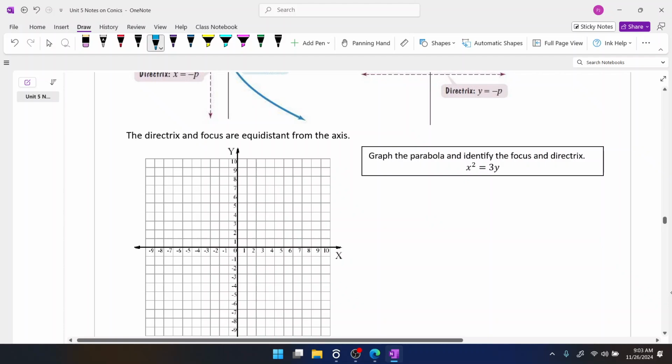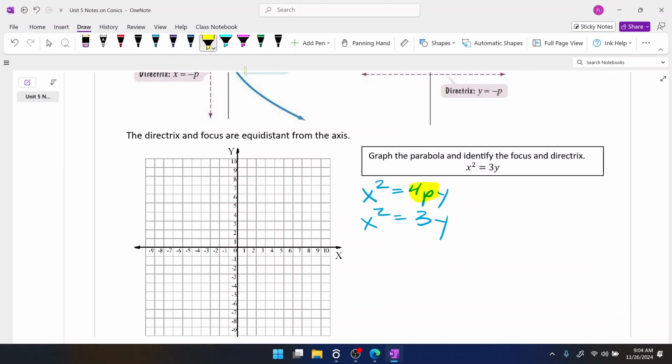So we're going to graph this parabola here and identify the focus and directrix. Now, the thing is, conventional wisdom, if this were 171, you would just solve this for y, but we're going to identify it from a focus and directrix standpoint here. So basically, yeah, you have x squared equals 3y, and if you remember, x squared would equal 4py.